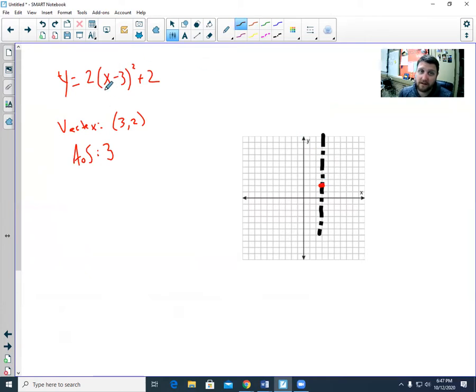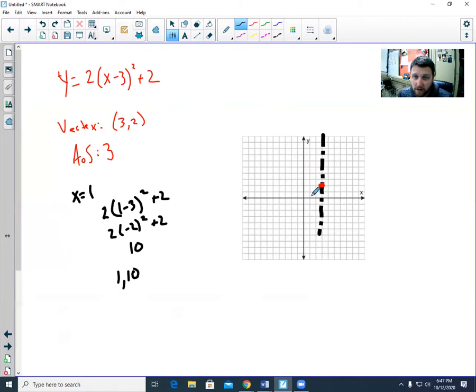So if I look at this, let's say I want to plug in x equals 1. When I plug in x equals 1, I get 2 times (1 minus 3) squared plus 2. 1 minus 3 is negative 2, so I'm going to have 2 times (negative 2) squared plus 2. Negative 2 squared is 4. 2 times 4 is 8. 8 plus 2 is 10. Making sure I did that right. Negative 2 squared is 4, times 2 is 8, so 10. So I'm going to have the point (1, 10).